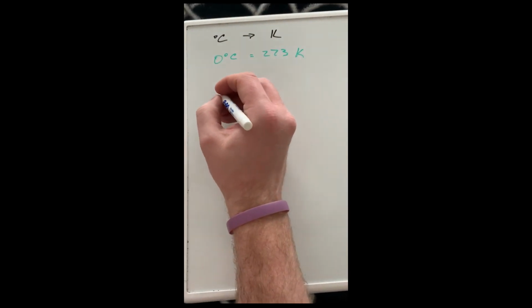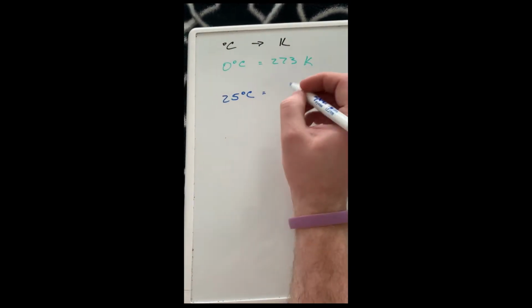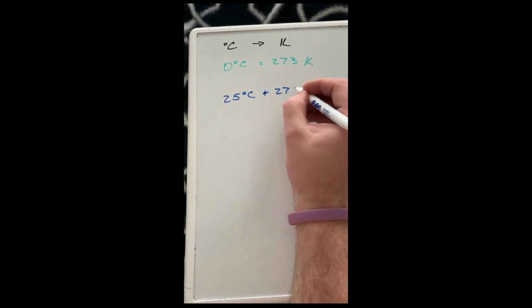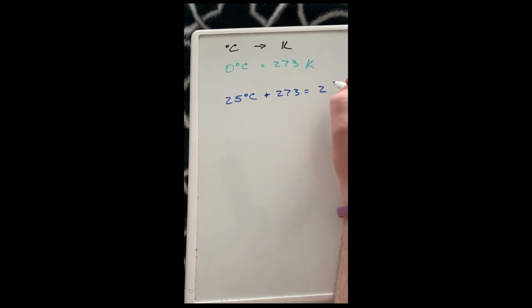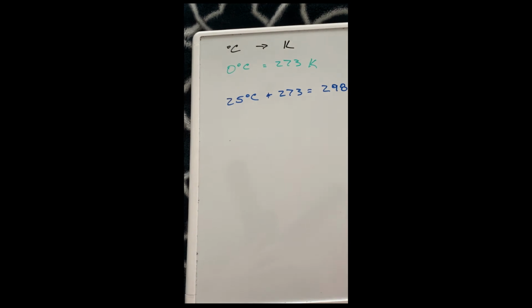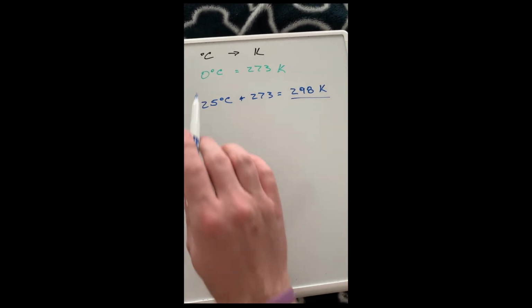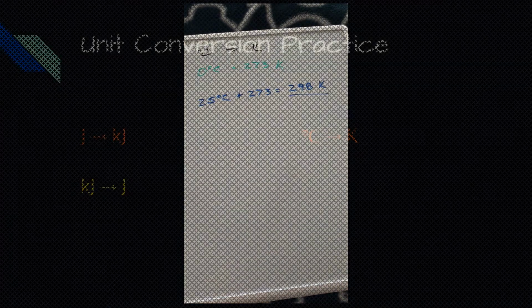So let's say I have 25 degrees Celsius. Well, I'm just going to add 273 to that, and that would give me 298 Kelvin. And so that would be our answer there. Remember, when we go from Celsius to Kelvin, we're going to add 273.